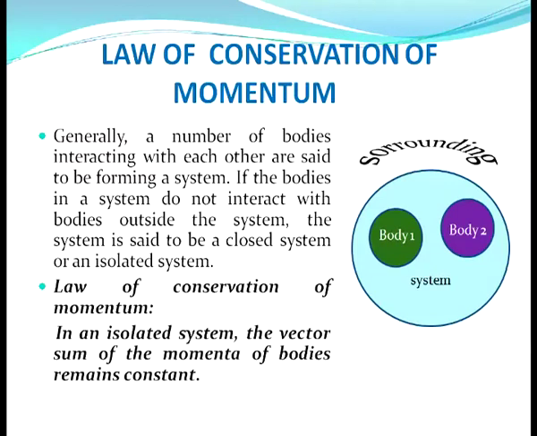Now, coming to the law of conservation of momentum, generally a number of bodies interacting with each other are said to be forming a system. If the bodies in a system do not interact with bodies outside the system, it is said to be a closed system or an isolated system. You can see in the figure that body 1 and body 2 are two bodies which may interact with each other, but they together form a system which does not interact with the surroundings. Then only we can say that body 1 and body 2 form a system which is said to be a closed system or an isolated system.